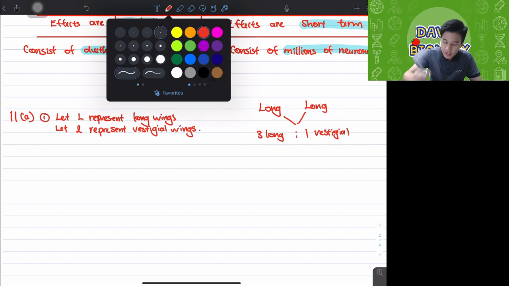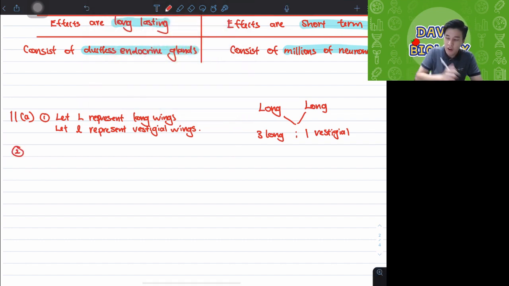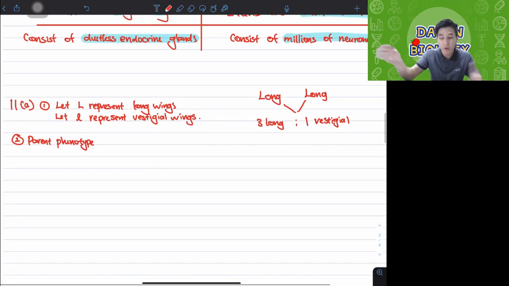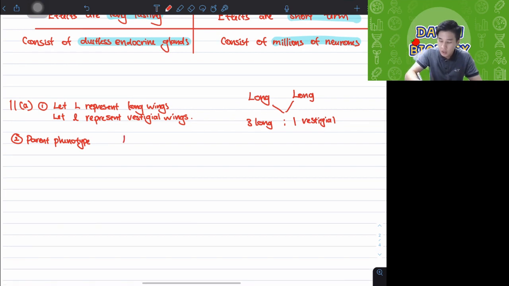Okay, so start from parent phenotype, phenotype induk in BM. So you write parent phenotype, that gets one mark. So long wings cross with long wings.